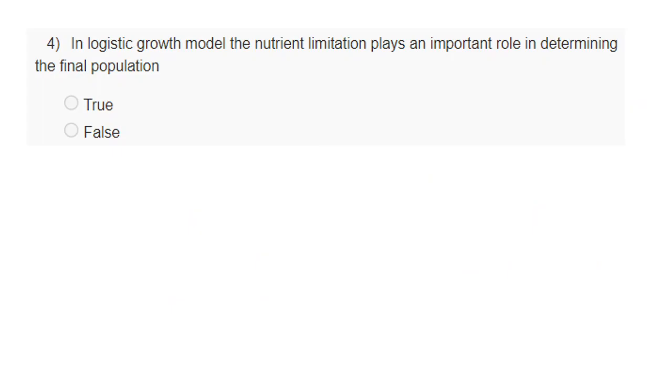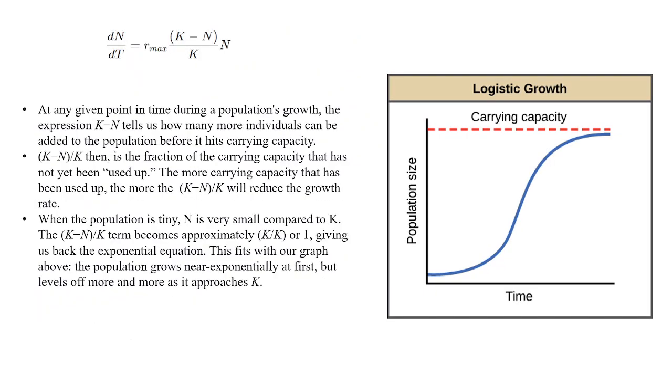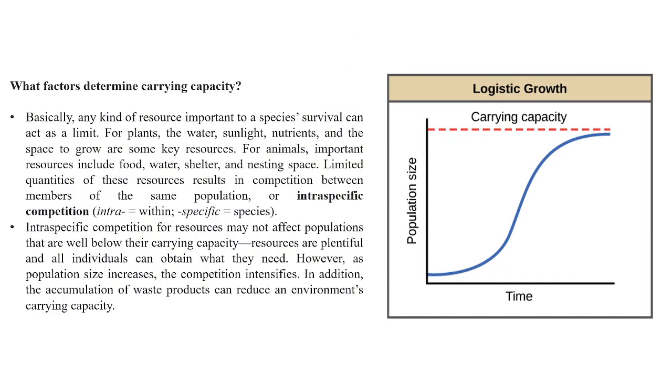The question was, does nutrient limitation play an important role in the logistic model? Definitely, nutrient limitation plays a very important role in the logistic model. It doesn't matter in the exponential model. So what factors determine the carrying capacity? Basically any kind of resource important to a species' survival can act as a limit. So for plants, water, sunlight, nutrients, space. For animals, important resources include food, water, shelter. All these are very important resources that organisms need to survive, and limited quantities of these resources result in competition between members of the same population.